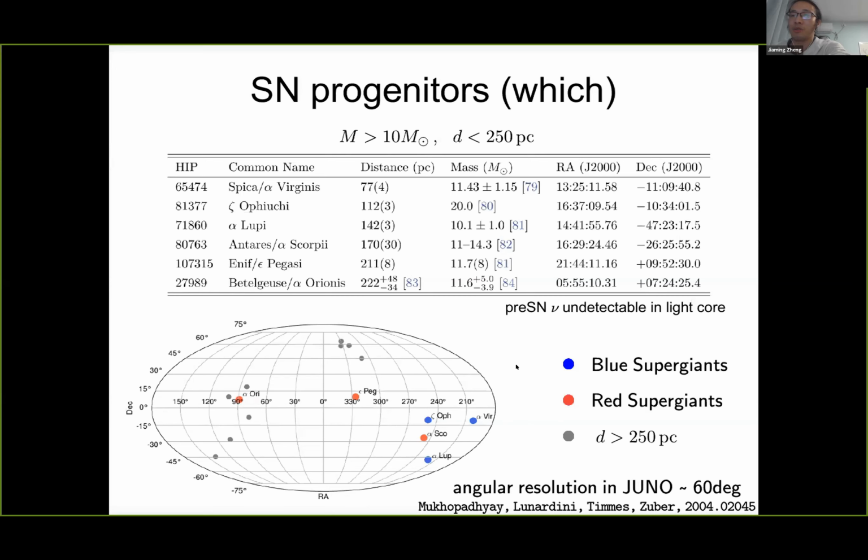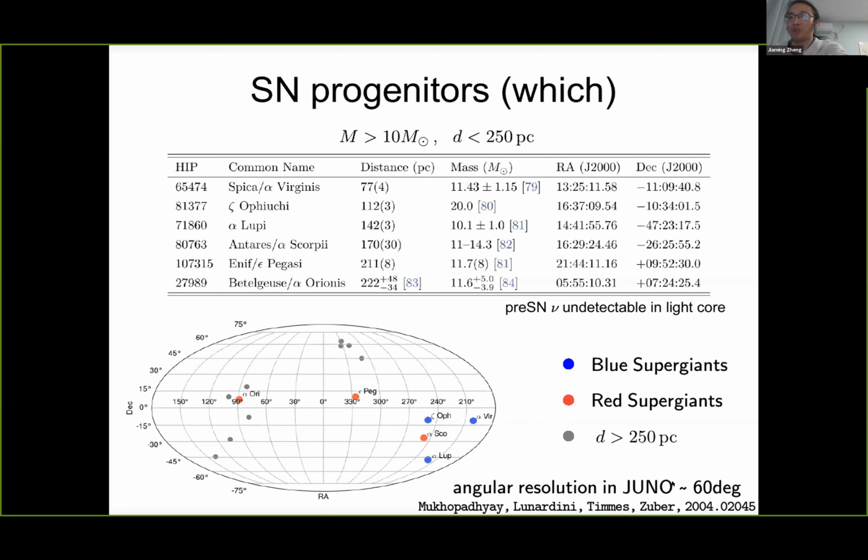So if JUNO was not operating during the explosion and we only have KamLAND and Super-Kamiokande, we would not be able to get the angular resolution of the source. So in this case, we will have to pick one out of the 6 candidates just by chance, but this is not a low probability already.